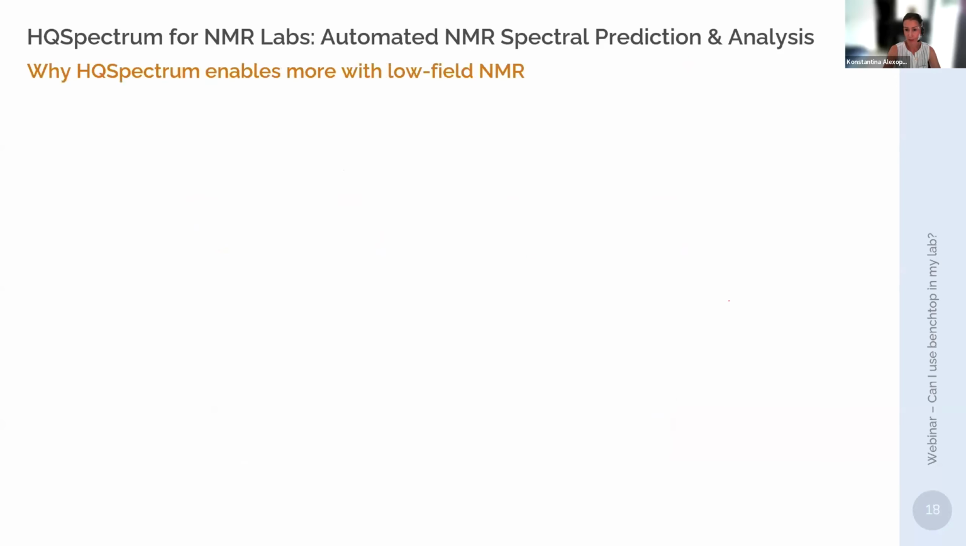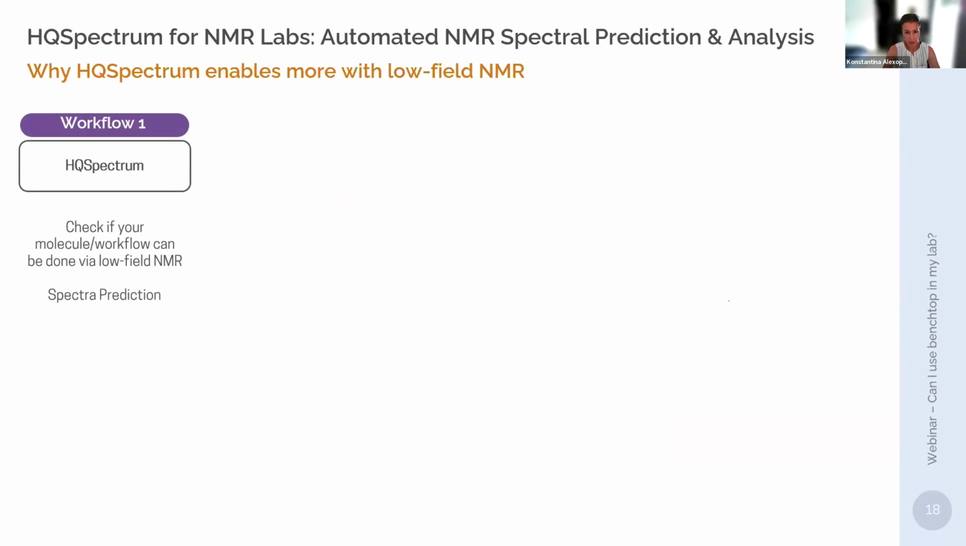While we start working on this tool and on the generic workflow, we identified 3 key workflows that can be used to extend the capabilities of the low field benchtop NMR. In the first one, you can use HQS Spectrum on its own, as a standalone platform solution, and you can predict the NMR spectrum from your molecular structures. This allows the users to assess whether a compound is suitable for benchtop NMR analysis before performing any measurements.